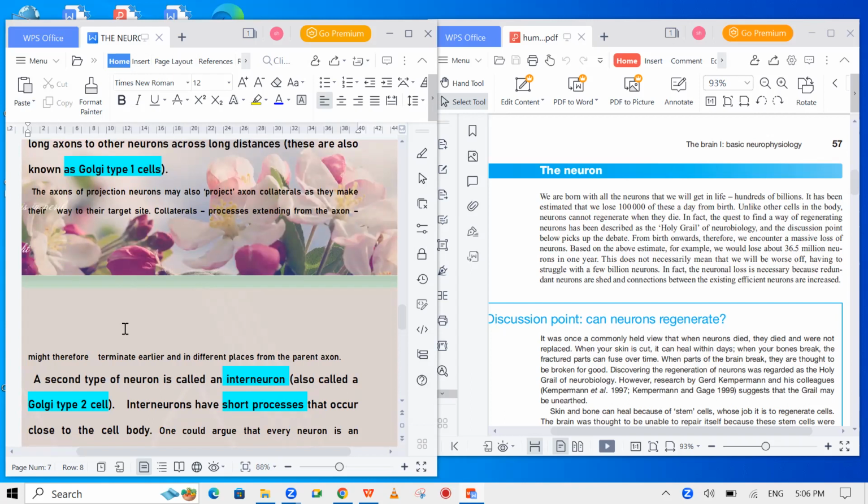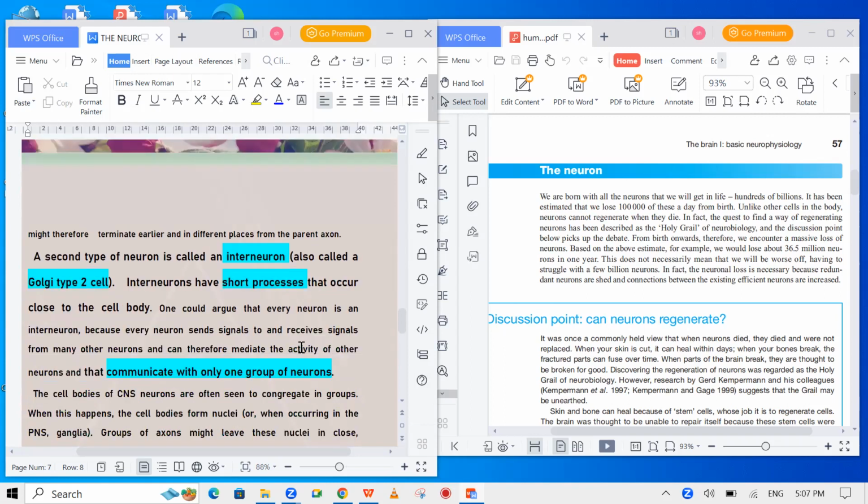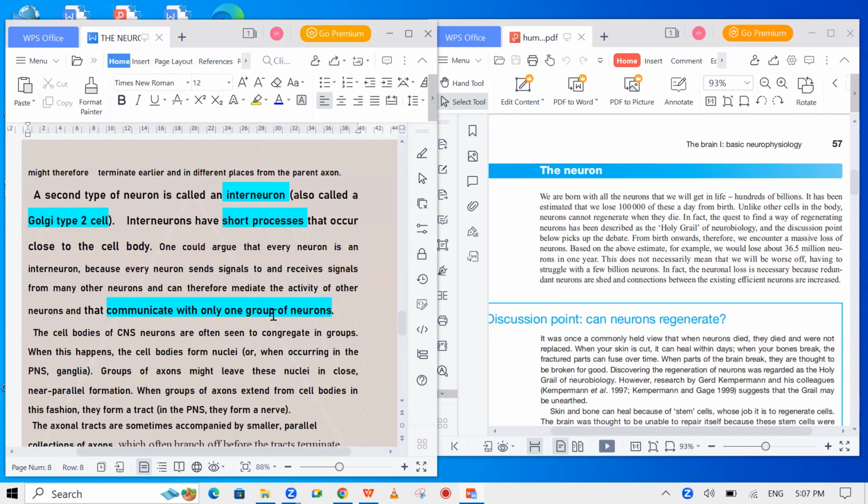Glia cells, we have already discussed before, are cells that assist the neurons in transferring the information, help in the functions of the neuron, and give a shape to the neuron. So the second kind of glia cells have short processes that occur close to the cell body, and they communicate with one group of the neurons.